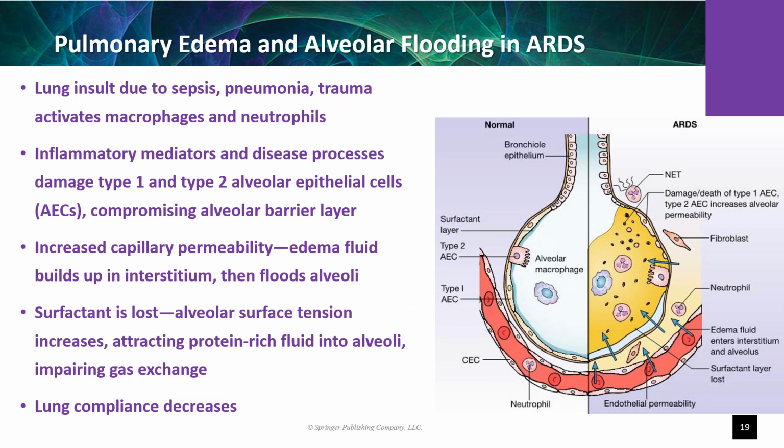ARDS produces pulmonary edema due to macrophage and neutrophil recruitment and activation that greatly increase alveolar capillary permeability and damage type 1 and type 2 AECs. The loss of surfactant contributes to the alveolar flooding and atelectasis.